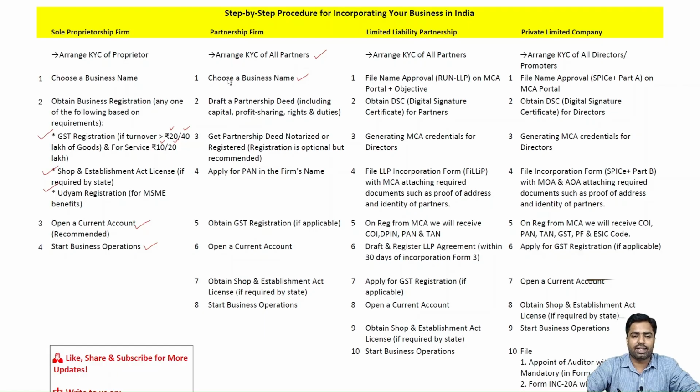Okay, next, get a partnership deed notarized. Once you have formed your partnership deed, it is better to get it notarized, and you have to take a stamp paper on the date on which you are forming the partnership. For the value of the stamp paper and all, you have to check from the state in which you are going to start.